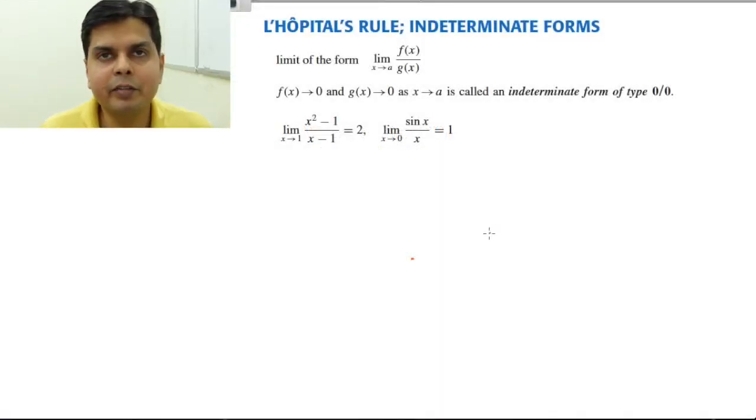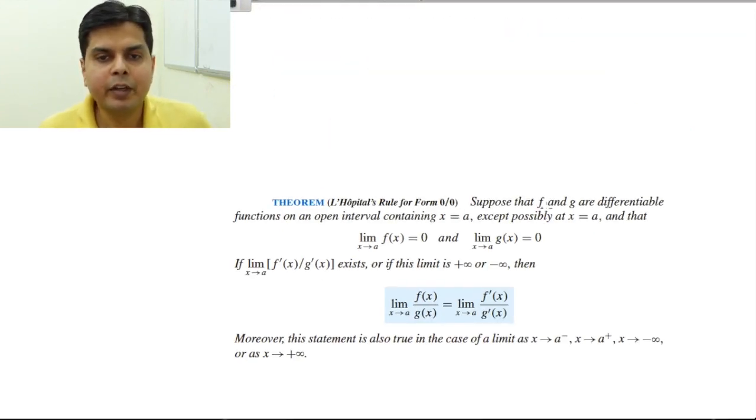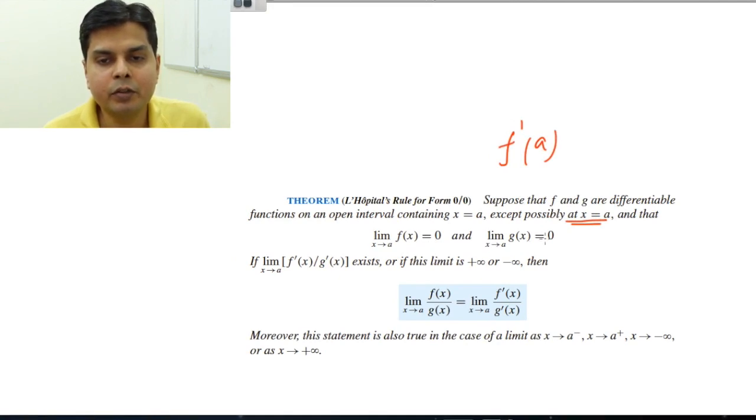After this long derivation of L'Hopital rule, let's see the exact theorem. It says that suppose that f and g are differentiable functions on an open interval containing x equal to a, except possibly at x equal to a. This means that this theorem is even valid when f prime a does not exist. And that limit x tends to a, f(x) is equal to 0 and g(x) is equal to 0. So if the limit of f prime x by g prime x as x tends to a exists, or if this limit is plus infinity or minus infinity, then we say that limit x tends to a, f(x) by g(x) is equal to limit x tends to a, f prime x by g prime x.